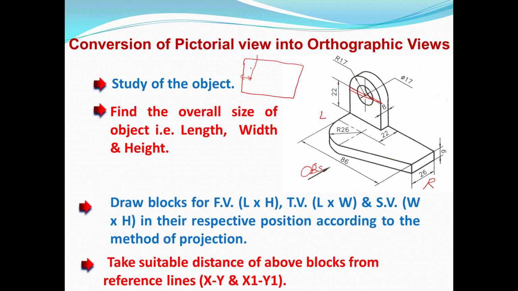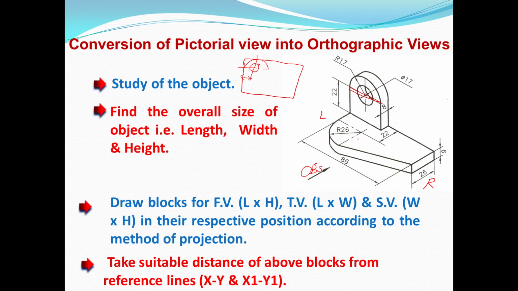This is the vertical line 17 mm from the left side, and from the top also 17 mm. Why? Because this is the center point and this is the semicircular part, so R17 is given. There is 17 mm distance between the top point and the center point, and this line is parallel to the horizontal line, 17 mm apart. So we get the center point, and with radius 17 mm we can draw the semicircle here, and with radius 8.5 mm in the compass we can draw the circle part here.